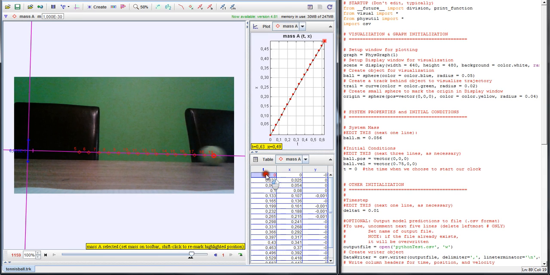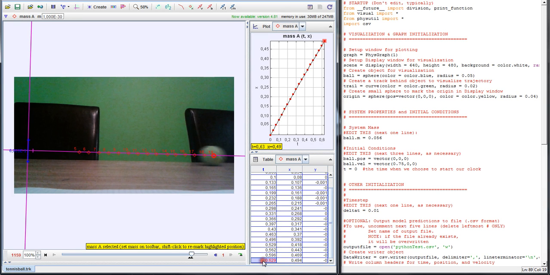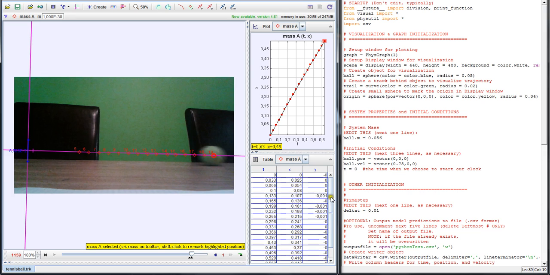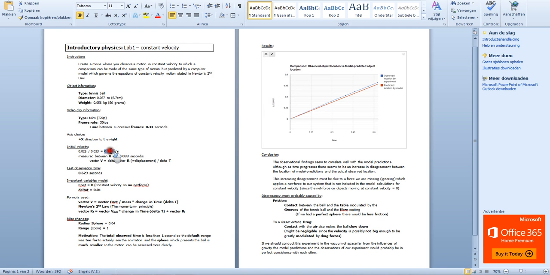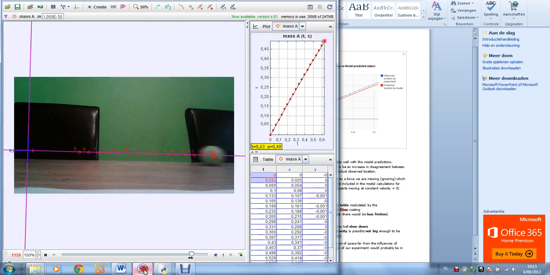The initial time of the program was 0 seconds and the final time was 0.629 seconds. We had to compute an initial velocity, which is the displacement along the plus x divided by the change in time, which gives us a speed of 0.75 meters per second. You can see the equation here. Vector v is delta vector r, the displacement vector, divided by delta t, which is 0.025 divided by 0.033, which of course gives 0.75.